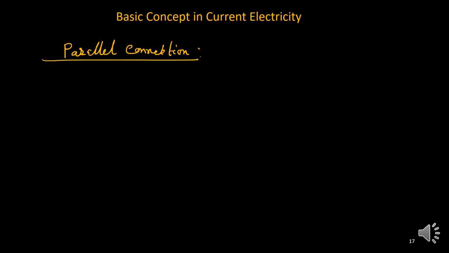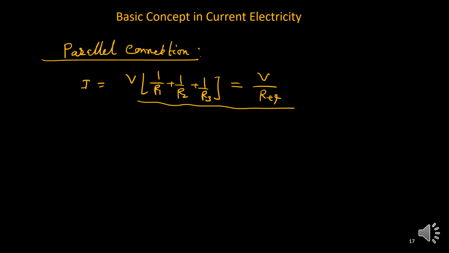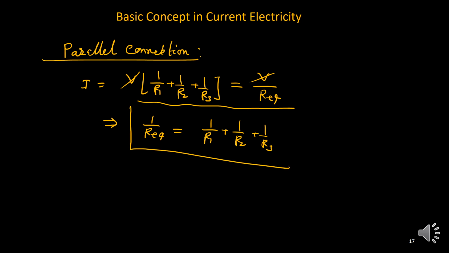What is happening? I have got V times 1 upon R1 plus 1 upon R2 plus 1 upon R3, like that. That is also the same as V upon R equivalent. Just comparing these two, I can write this, V will cancel out. So 1 upon R equivalent is 1 upon R1 plus 1 upon R2 plus 1 upon R3. Okay, this is a very simple thing.